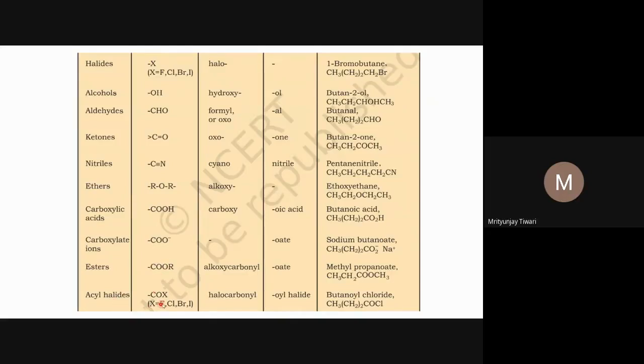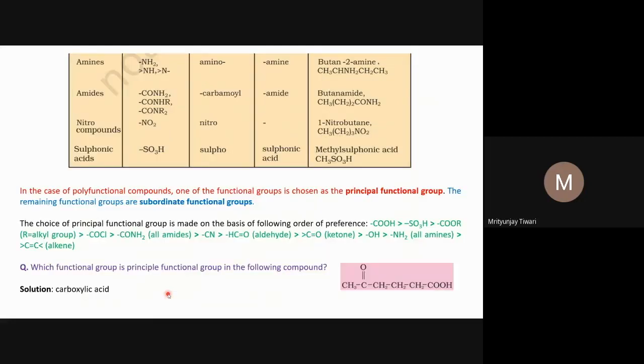Then the acyl halide. We know there are derivatives of the carboxylic acids, and one can easily understand them from the carboxylic acid. You remove this OH group and add one halide, then it will become an acyl halide.